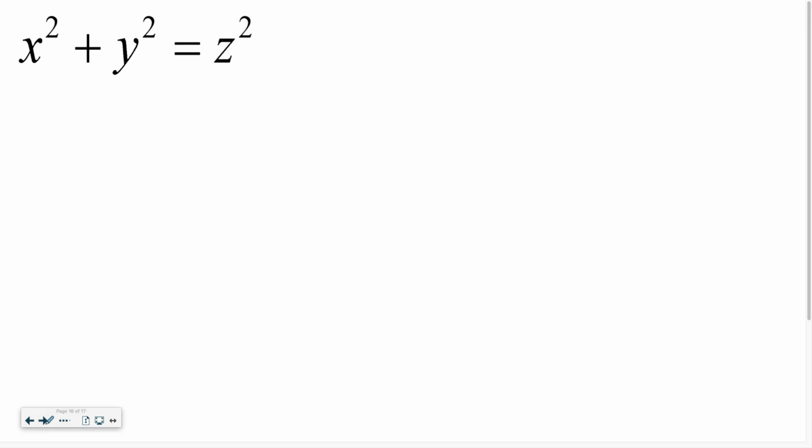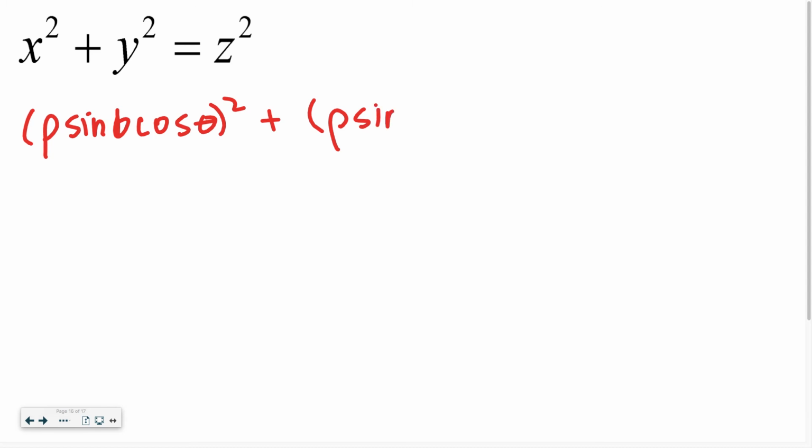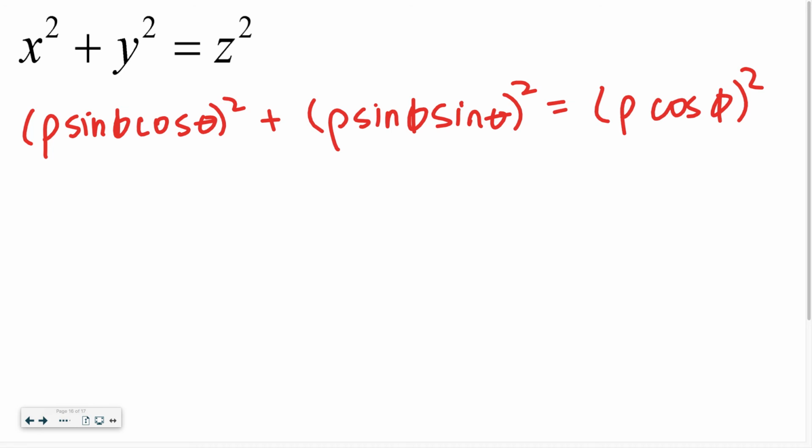So, we need to change this to spherical. We know that x is the same thing as rho sine phi cosine theta. And we know that y is the same thing as rho sine phi sine theta. And we know that z is the same as rho cosine phi. So now it's a matter of working with our good old-fashioned identities. Okay? Could we not leave it like that? Nope.